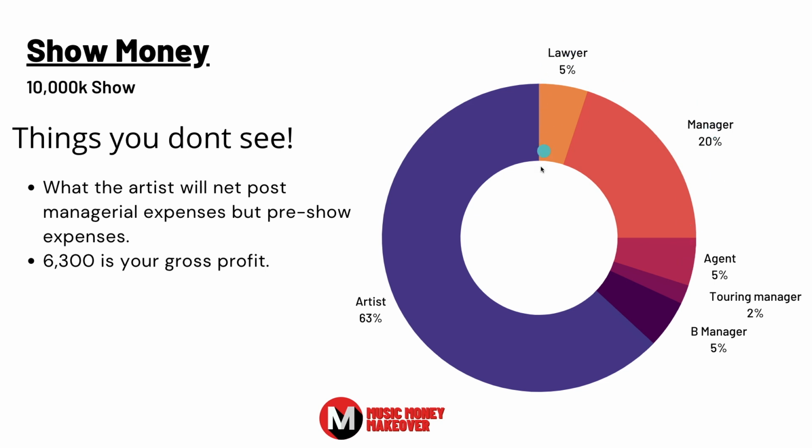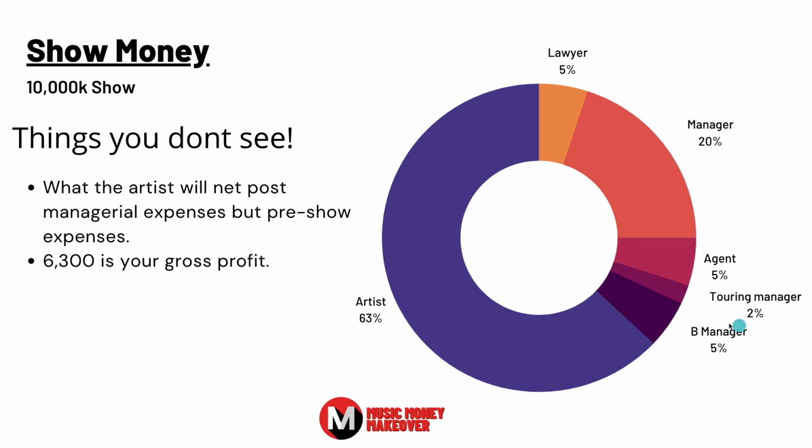Your lawyer had to read the contract that the agent sent over to the lawyer. They get 5%. All right. Then the touring manager will get paid to be on tour with you because your manager won't be there at the show. All right. Because you got a couple of these 10K shows lined up. So the touring manager will get 2%.